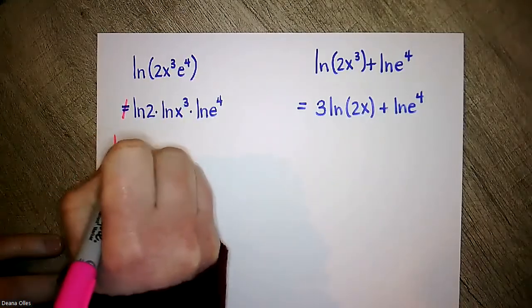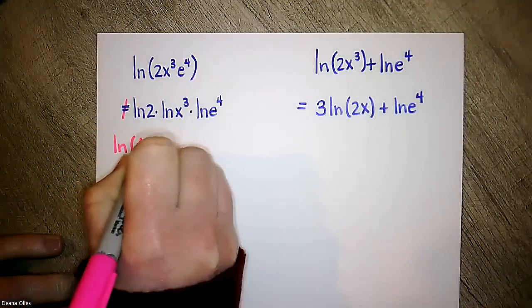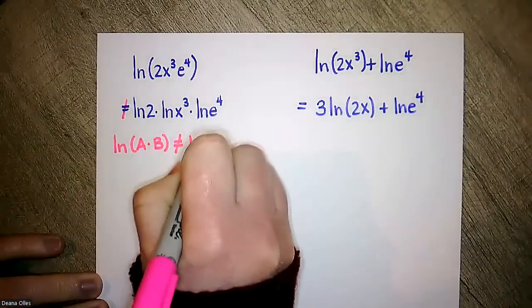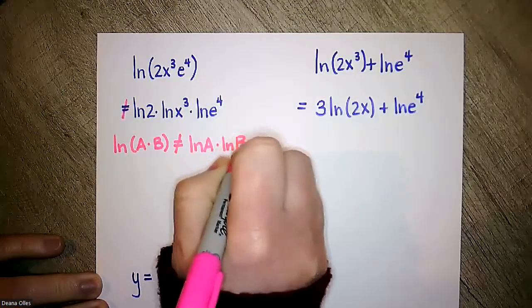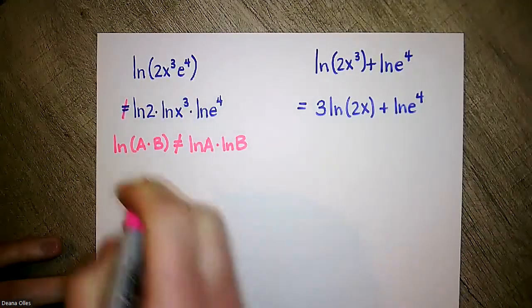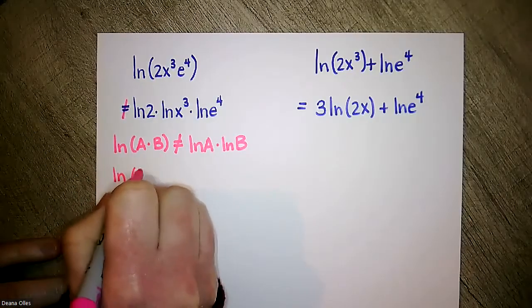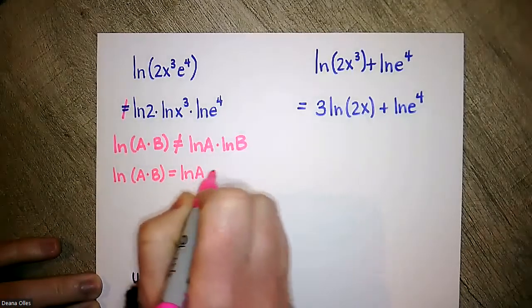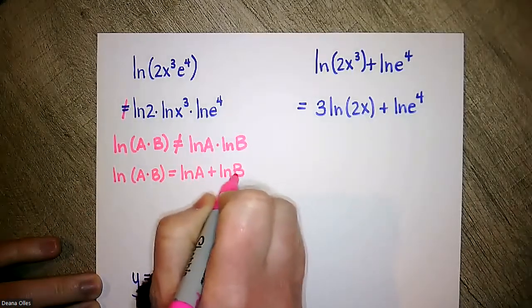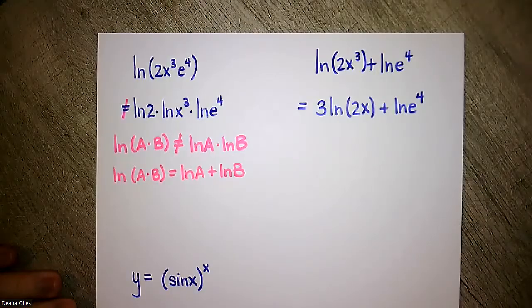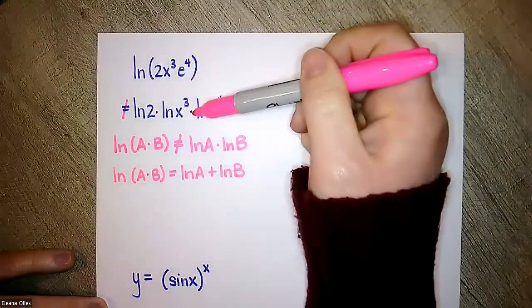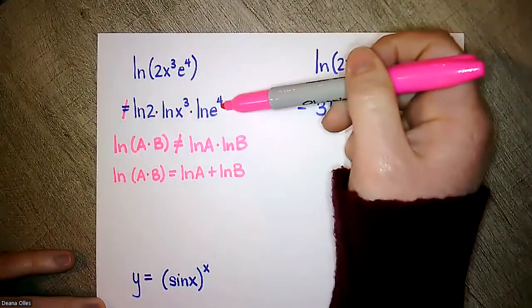And I'll just go ahead and state right here that the natural log of a product of A times B is not the same thing as the natural log of A times the natural log of B. What we do know is that the natural log of a product is actually the sum of the natural logs of those factors. So to correct this situation, had the student put plus signs in here instead of multiplication, this would have been a correct statement.